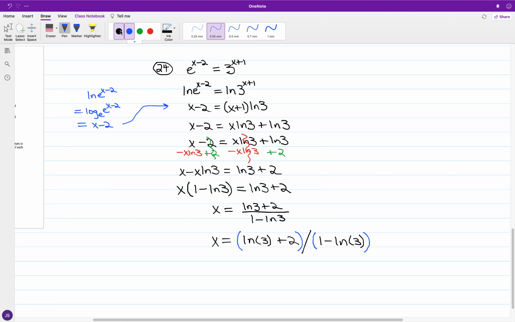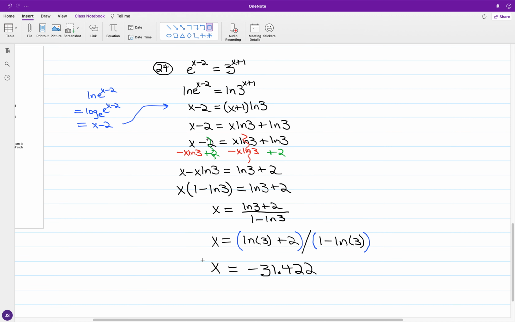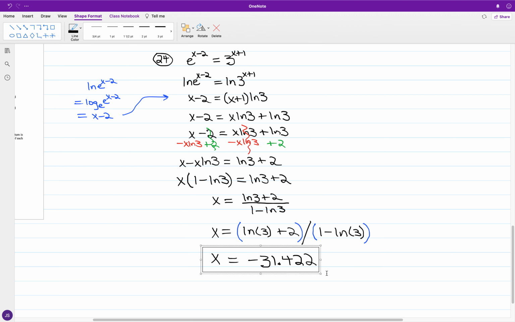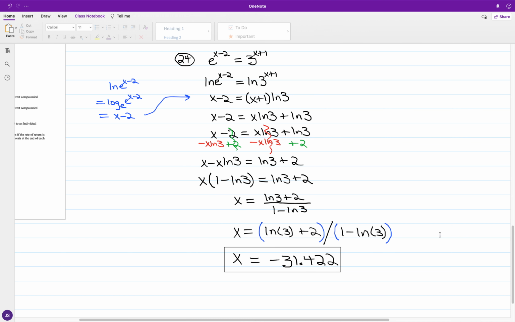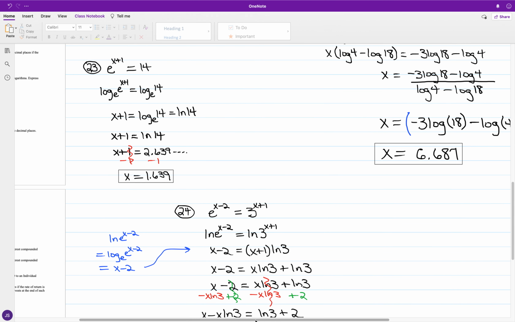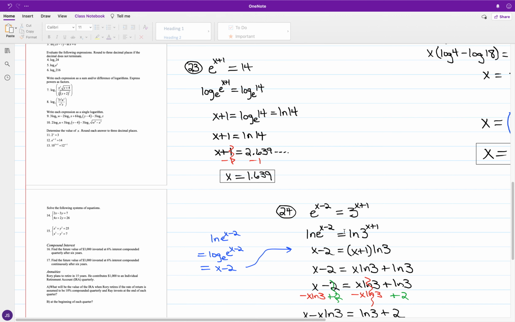And so with what we have for this statement, we have to about the nearest 3 decimal places. So x is going to come out to about negative 31.422. So right at negative 31.422.